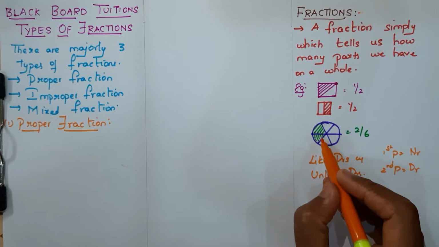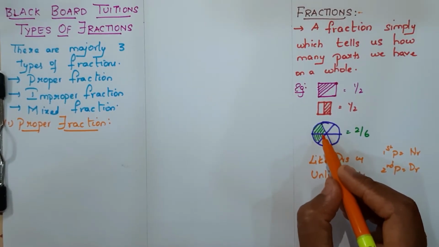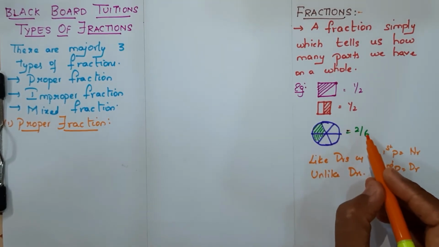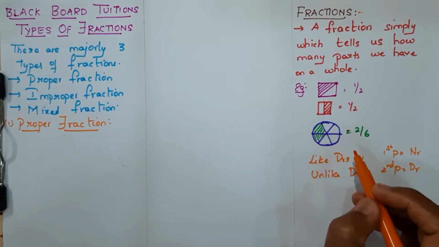Here I have shaded only 2 parts, and there are totally 6 parts in the circle, so this fraction we can denote as 2 by 6. So 2 parts is the shaded region and the remaining 4 parts are the unshaded region.